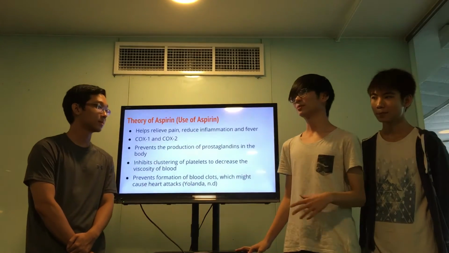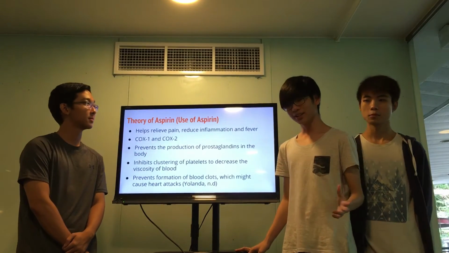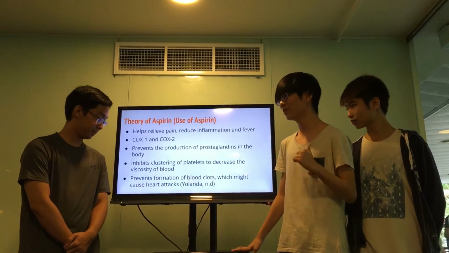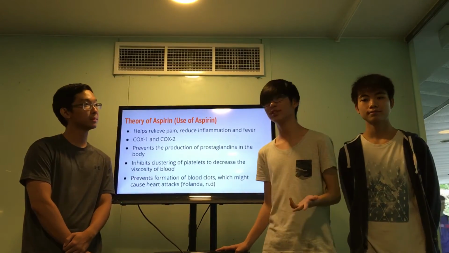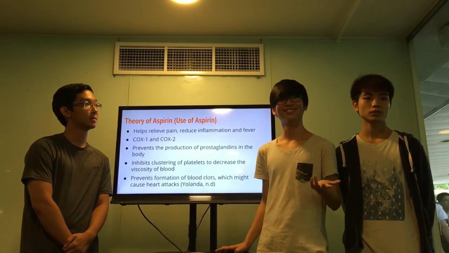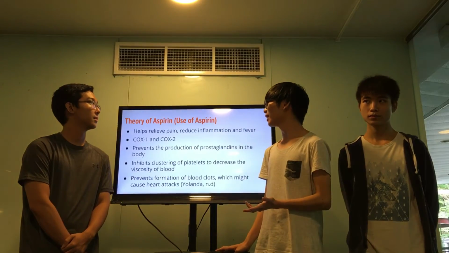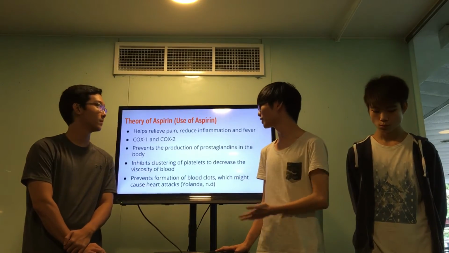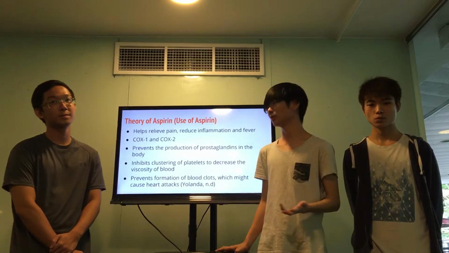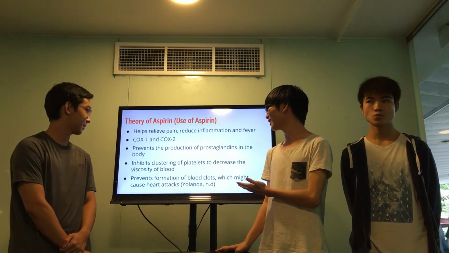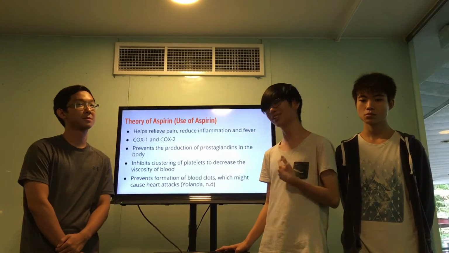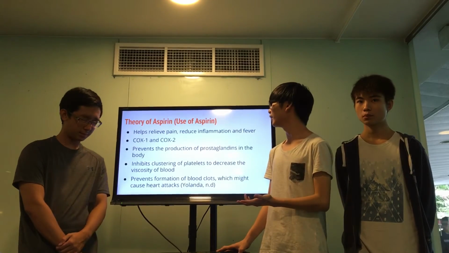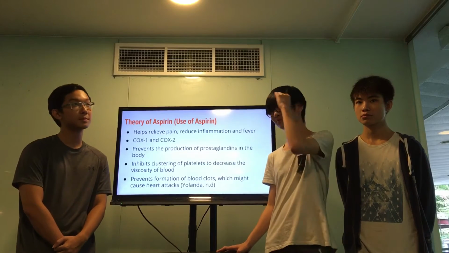Next will be the theory of aspirin. So what does aspirin do? Aspirin helps to relieve pain, inflammation, and fever for people. Okay, so there are two enzymes that are present in the body, which are COX-1 and COX-2. These enzymes produce prostaglandins in the body, which causes the body to feel pain and inflammation and fever.